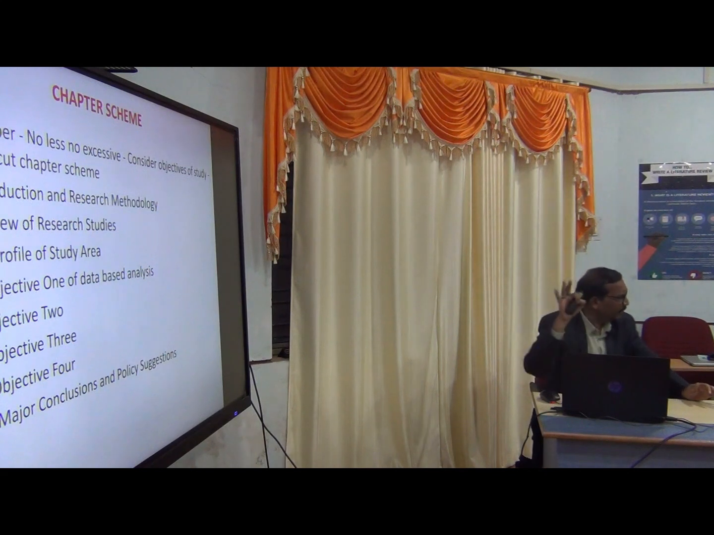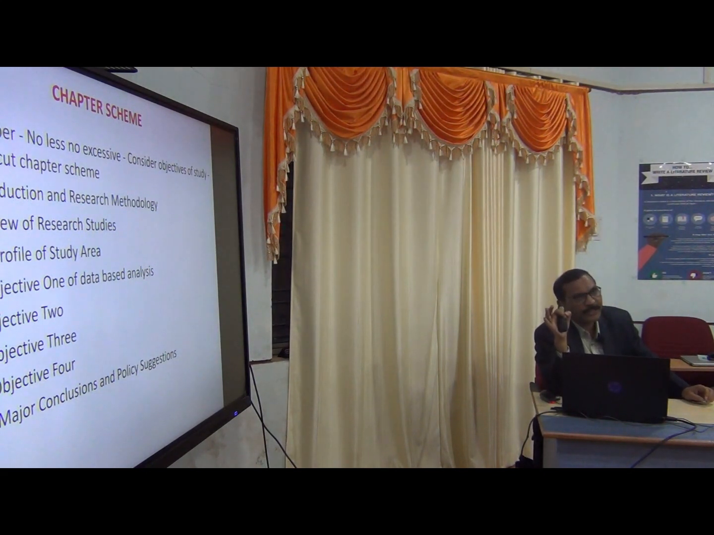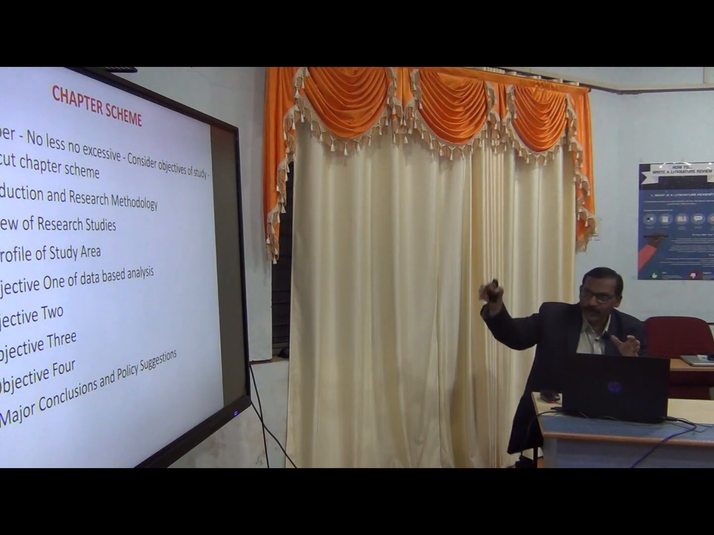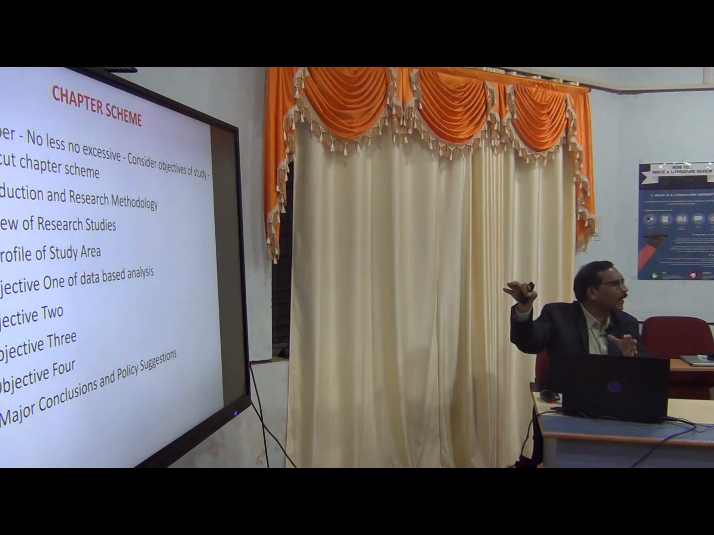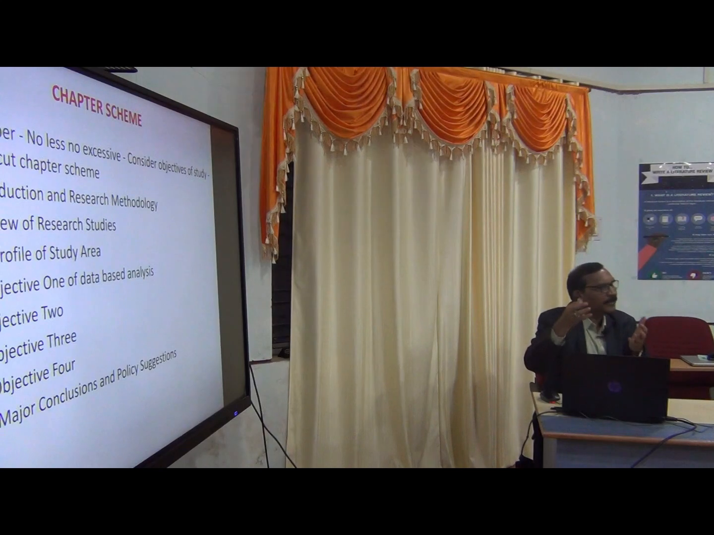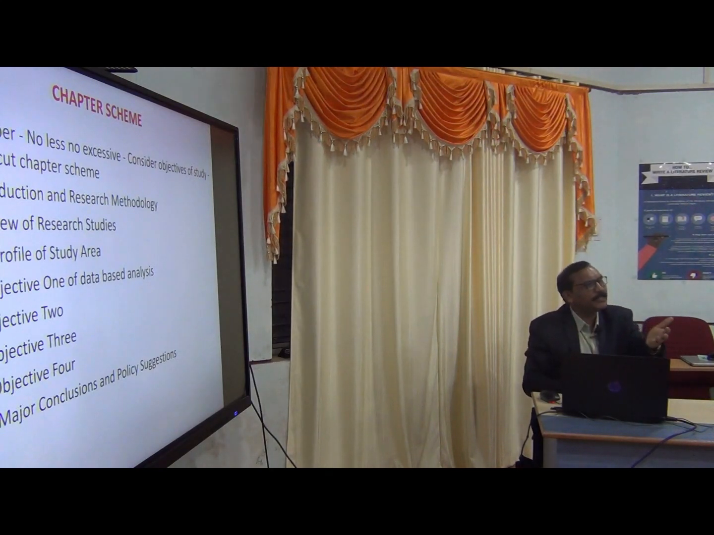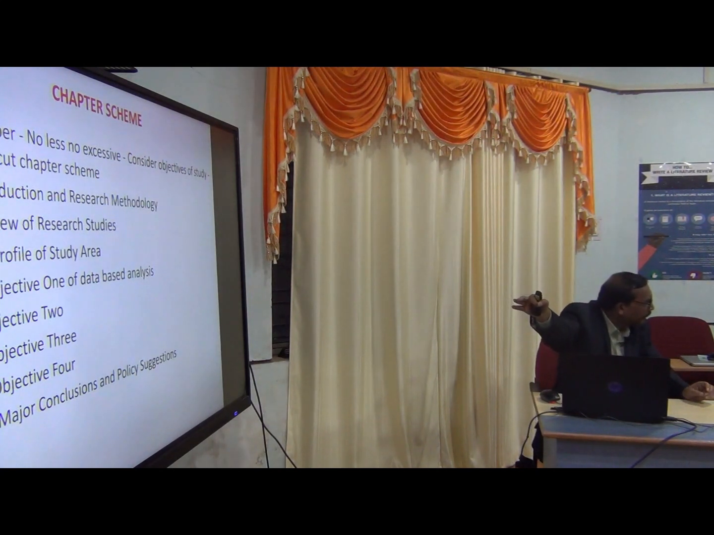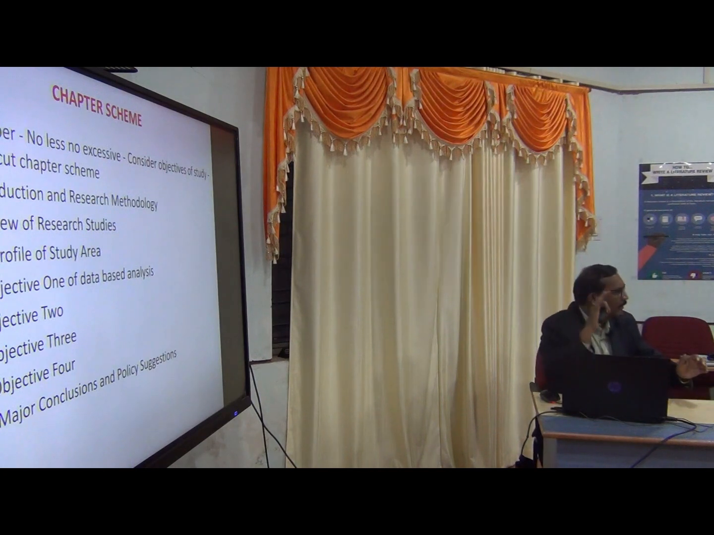Chapter number 3, if necessary, is a profile of the study area. If your study area is unknown, unpopular, not familiar, then only incorporate a profile of the study area. If the study area is Dharwad, Kolhapur, Bombay, or Delhi, there is no need to incorporate a chapter on the profile of the study area. Understanding? But if you are working on a very remote area, which is unknown and not familiar, then include it.